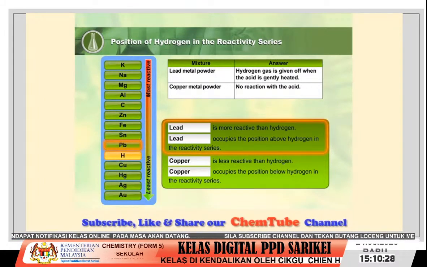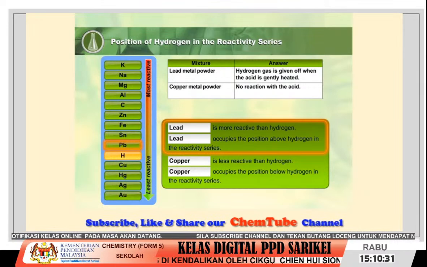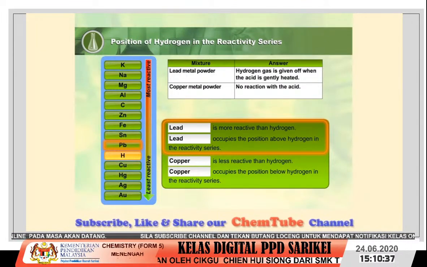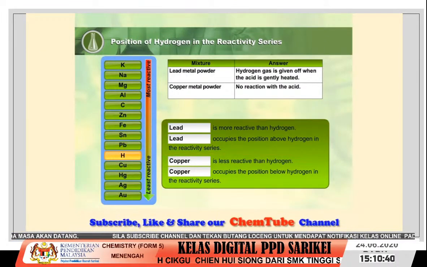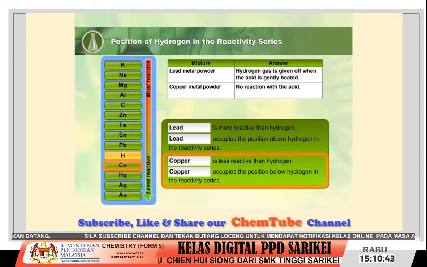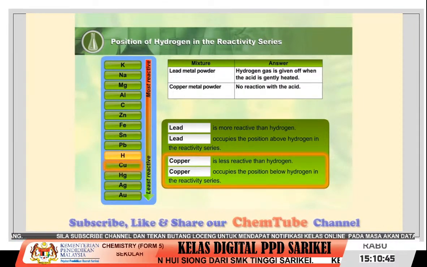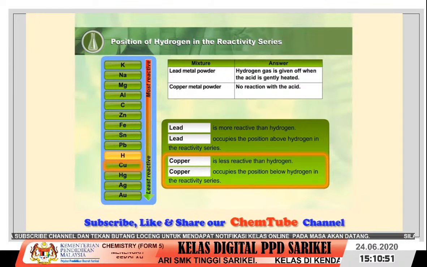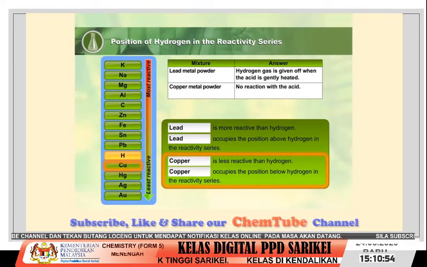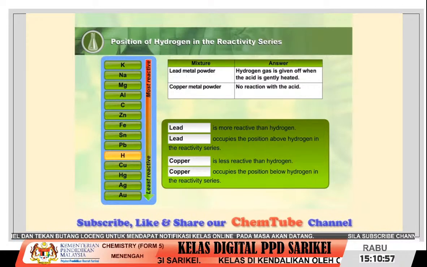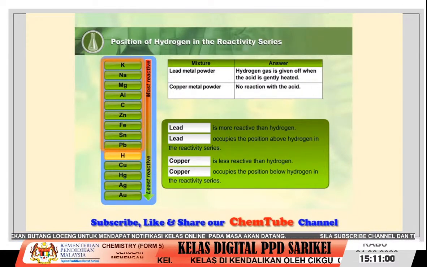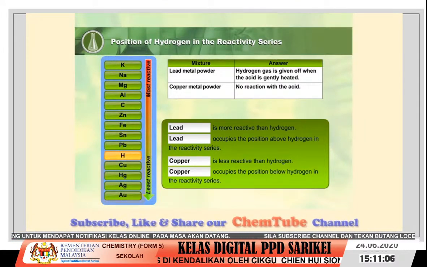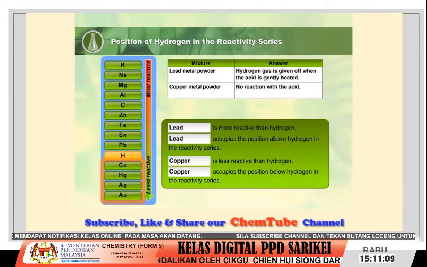Lead occupies the position above hydrogen in the reactivity series. Therefore, hydrogen is released when lead is reacted with hydrochloric acid. Copper occupies the position below hydrogen in the reactivity series. Therefore, hydrogen is not released when copper is reacted with hydrochloric acid. Hydrogen is released when all the metals above it are reacted with acids. Hydrogen is not released when all the metals below it are reacted with acids.